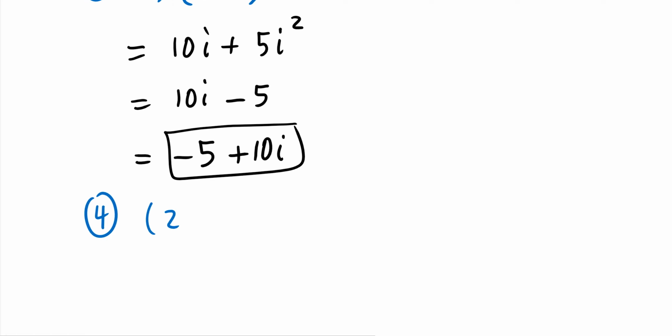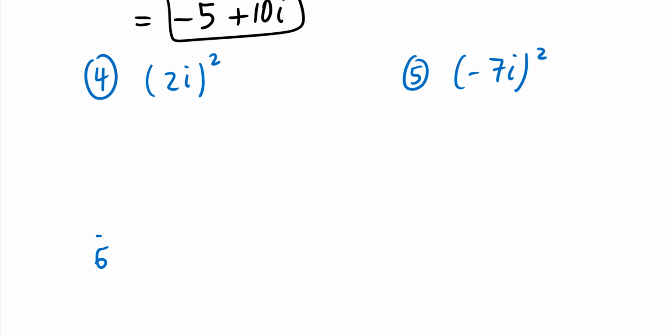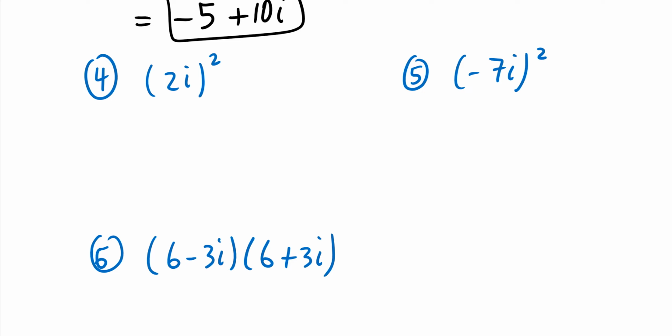Number 4. What about if we are asked to do 2i squared? And then we're going to look at negative 7i squared. And after we finish that, we are going to look at 6 minus 3i times 6 plus 3i. Let's look at the first one. When you square, you don't only square the 2 or only square the i. You have to square each one of them. So that gives us 4i squared, and the i squared is negative 1, so the answer is negative 4.